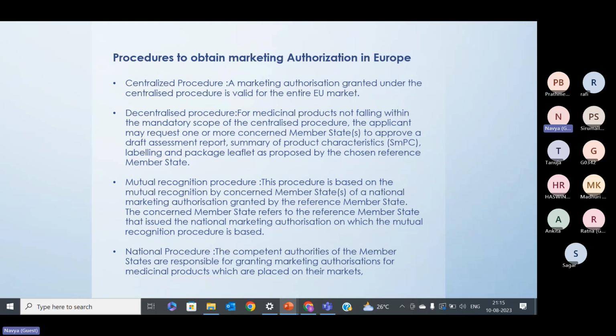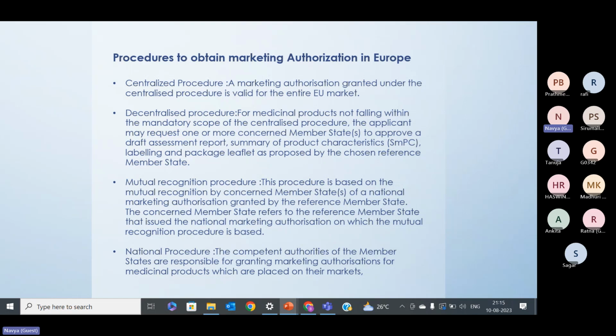So in this case, what happens? Whatever national country we have, say I'm selling a product in Portugal by using my national authorization. Then what I do is select Portugal as my RMS, and I select a few countries which I want to be CMS. And then the RMS again prepares a draft assessment report, gives it to the CMSs, and they decide whether to grant a permission to sell the product in the market.